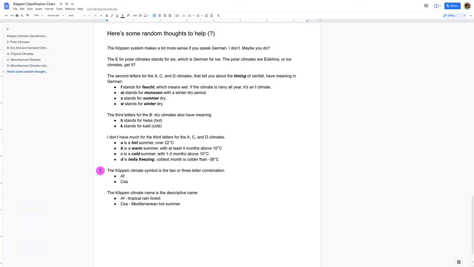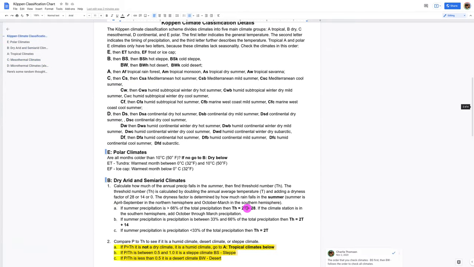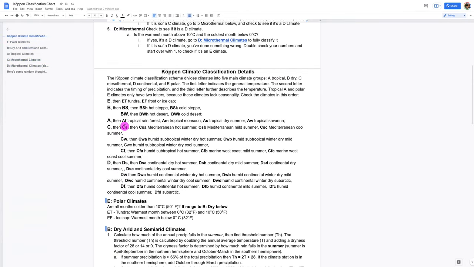And then I just thought this would be helpful as a review. The Köppen climate symbol is a two or three letter combination, AF or CSA. The Köppen climate name is the descriptive name. So for the AF climate, AF is the symbol. Tropical rainforest is the climate name. For CSA, that's the Köppen symbol, and the climate name is Mediterranean hot summer. All right, so you've got that. You know where to find the Köppen names. They're right after the Köppen symbol: Köppen symbol, Köppen name.